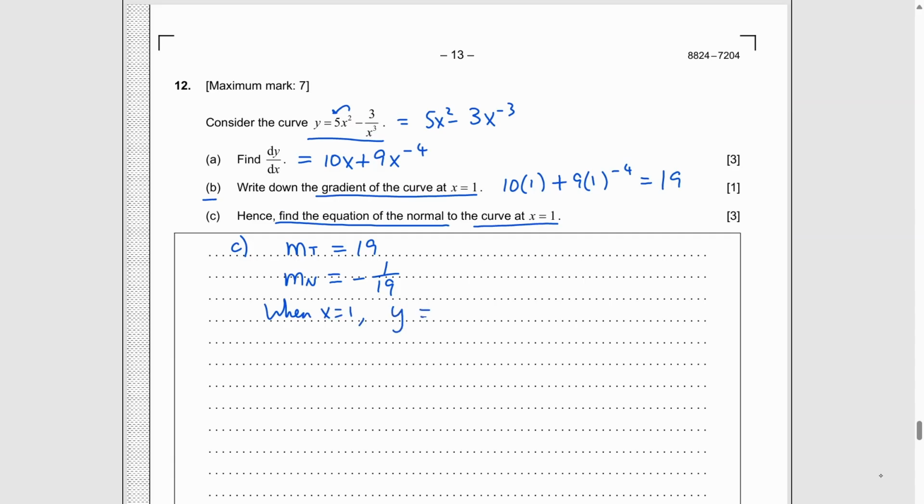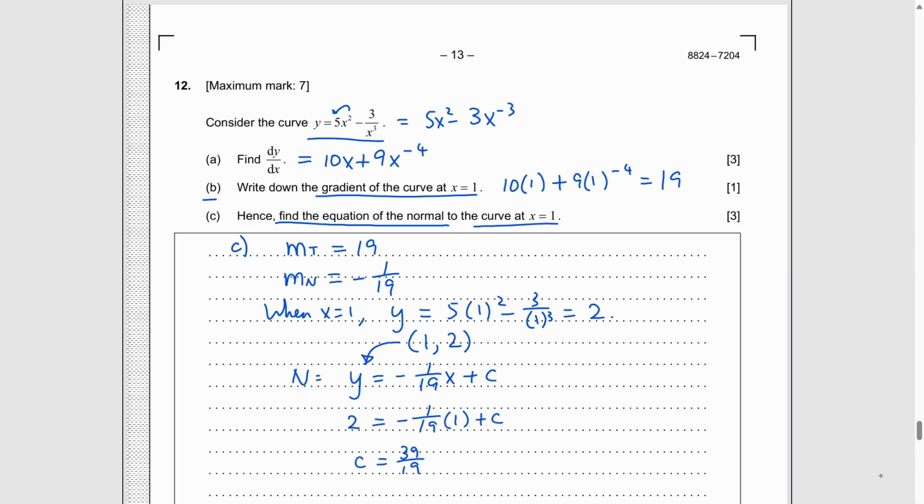Then, we try to figure out the y-coordinate of the point when x equals 1. We know that the normal passes through the point (1, 2). Then we set the normal to be y equals -1/19 x plus the y-intercept. By putting the point (1, 2) into it, we can find the y-intercept and thus the normal equation.